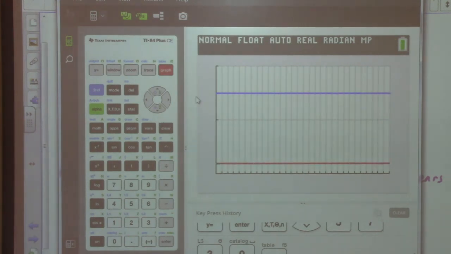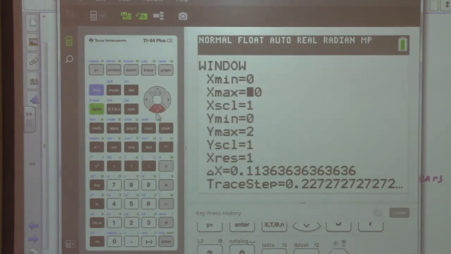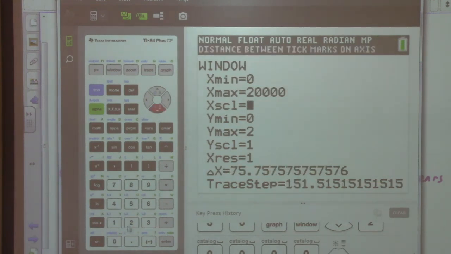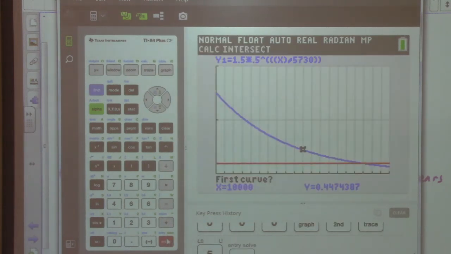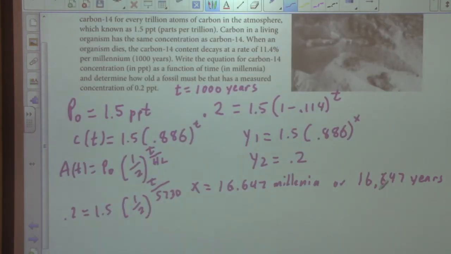Oh, okay, I know what it is. It's not millennia, it's thousands of years, so I've got to change my window. If it's going to work, I'll give it 20,000 years. We'll go by thousands. See if this works. Okay, second trace, 5, enter, enter, enter. Oh, what do you know? 16,656. So just a few years off, about 9 years off. So anyway, that's what it is.